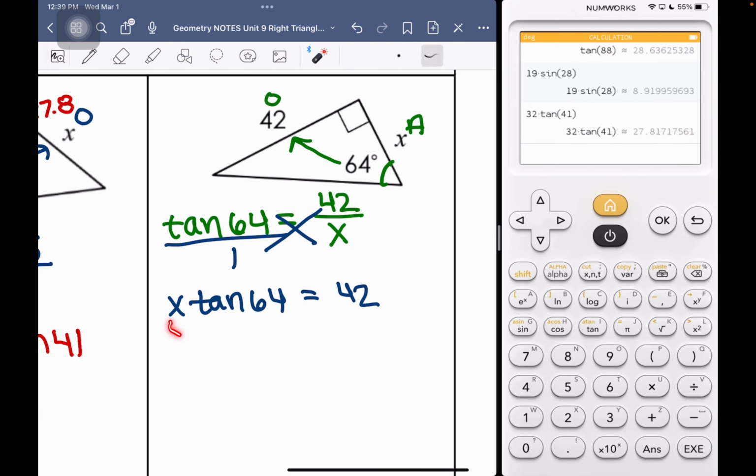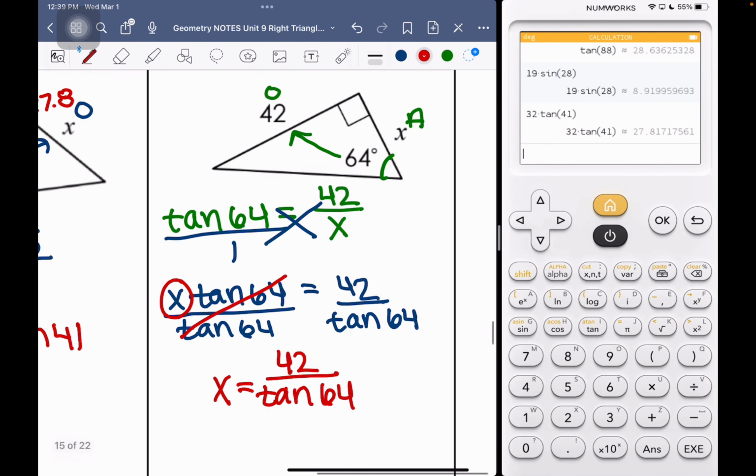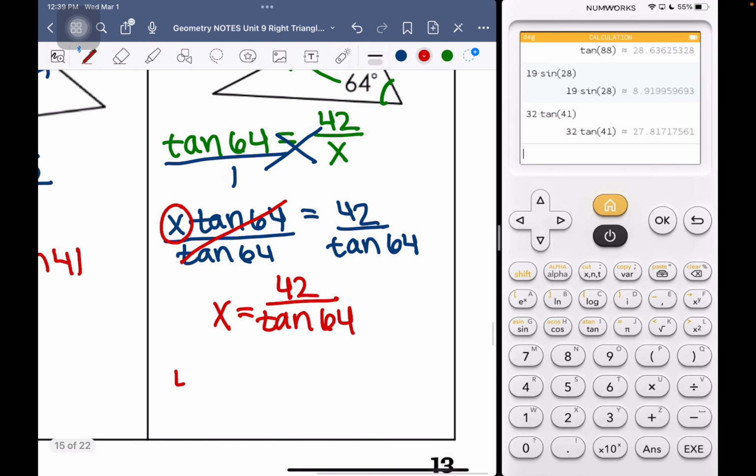But again, we want x by itself. So what we're going to do is divide by the tangent of 64. So these tangents cancel each other out, leaving us with just an x. So now we have x equal to 42 divided by the tangent of 64. So in your calculators, you're going to type 42 divided by tangent of 64, like that.